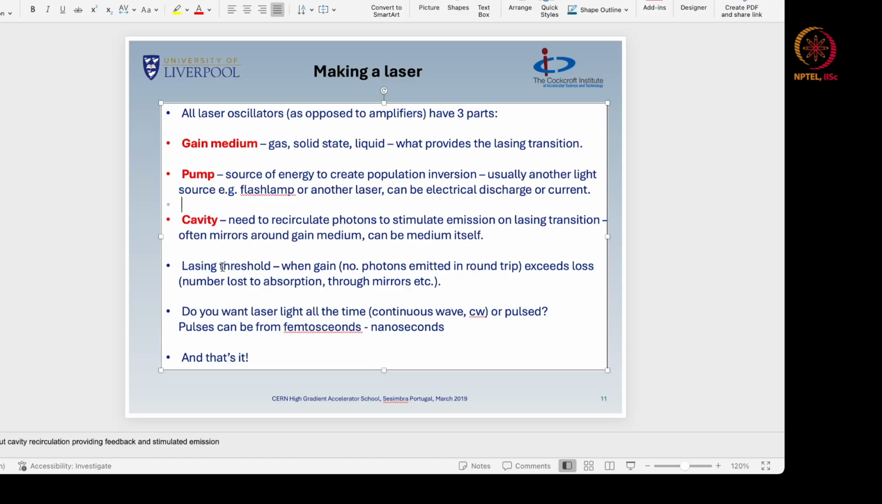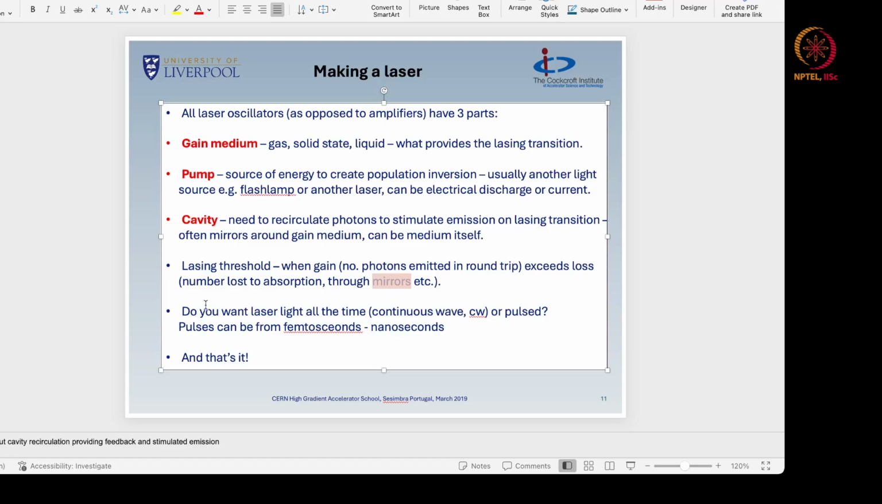So there is a lasing threshold. When the gain, that is the number of photons emitted in one round trip through the cavity, exceeds the loss due to absorption and due to mirrors, we will see the construction. And when the gain exceeds this, you have a lasing threshold. The gain should exceed the loss. Otherwise, you have a decay of photons rather than an amplification.